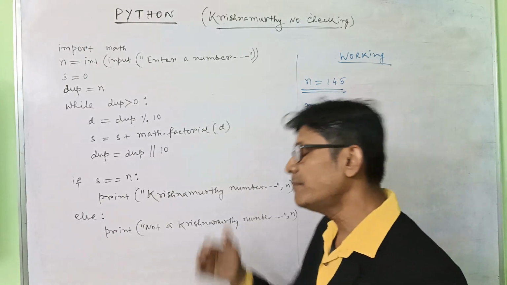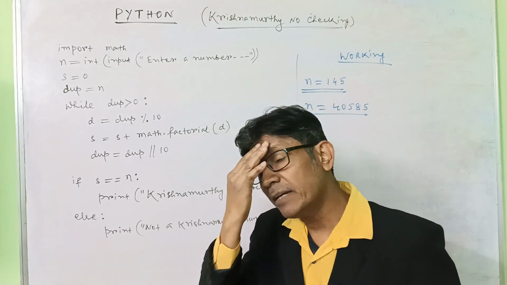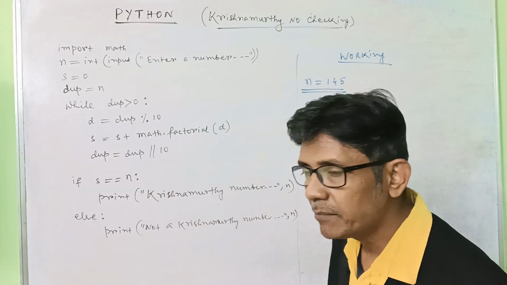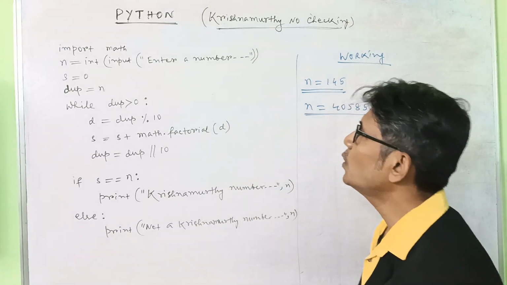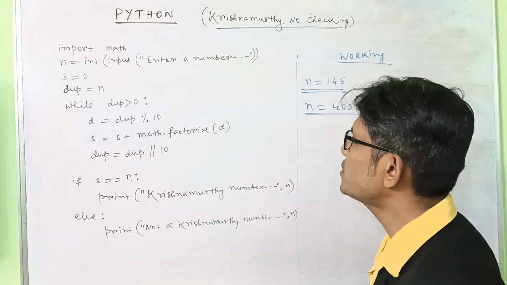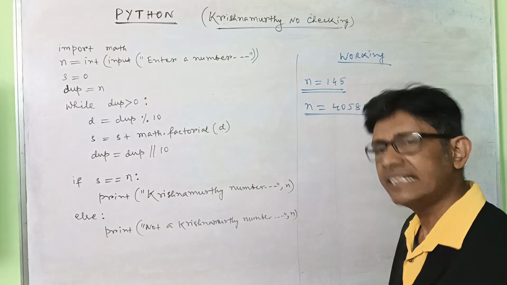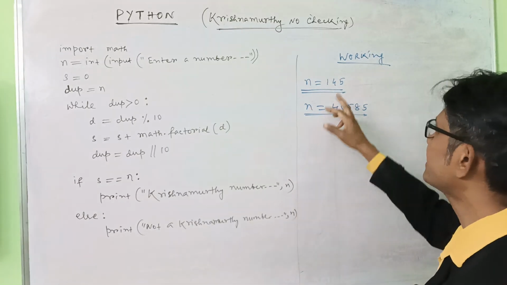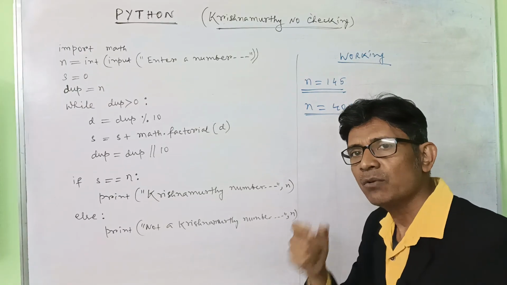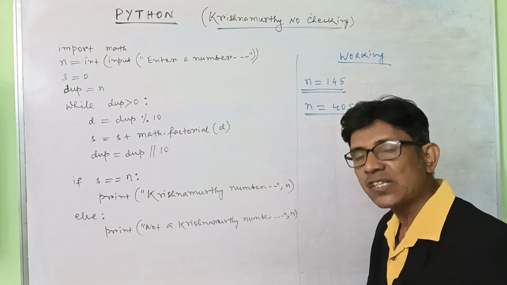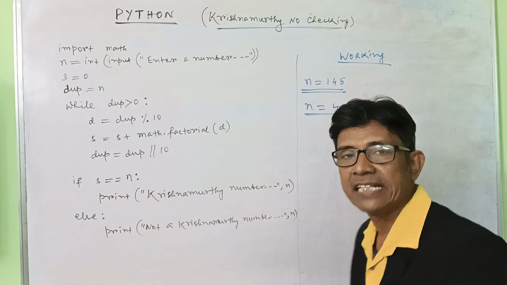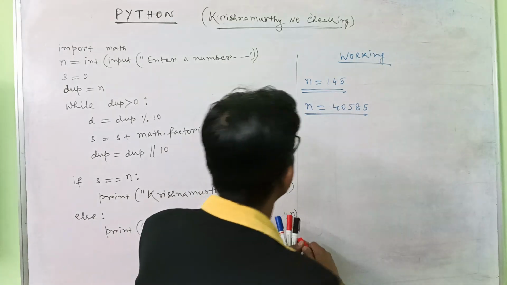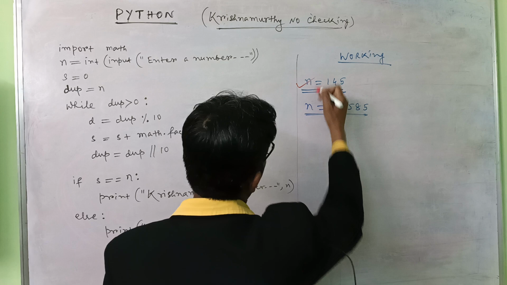Now let's see, this is the Krishnamurthy number. The name comes from an Indian mathematician's name. So what is Krishnamurthy number checking? We take a number and calculate the factorial of each digit, then we sum them, and we get the original number. Something like this.